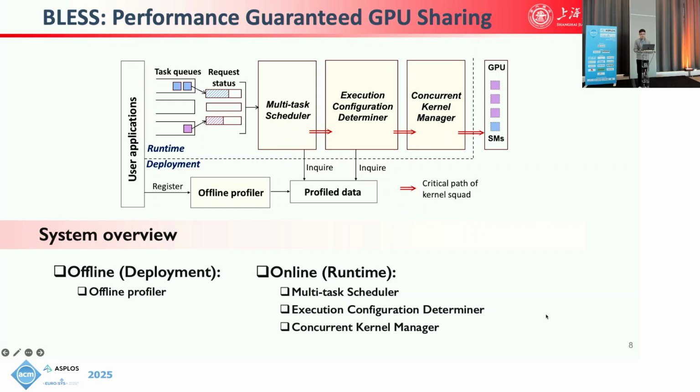To achieve this highly efficient sharing effect, our work designs a system divided into two phases. First, the offline deployment phase, where the sharing system uses offline performance analysis tools to analyze user applications and stores the results in a database. Second, the online execution phase, which includes three components to ensure efficient scheduling and execution of shared applications: first, the multitask scheduler; second, the execution configuration determiner; and third, the concurrent kernel manager.